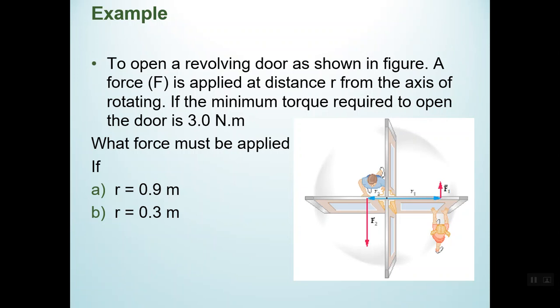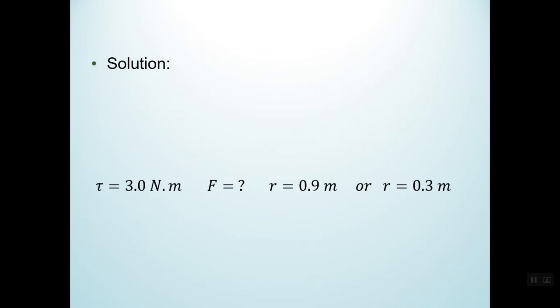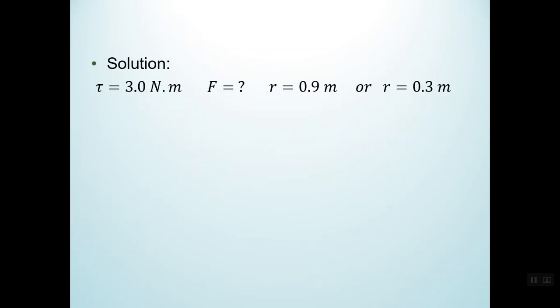We know from this example the torque tau is equal to 3 Newton meters, and we need to calculate the force F when r is equal to 0.9 meter or when r is equal to 0.3 meter. The torque tau is given by the equation tau = r times F. When we rearrange this equation, we find the force F is equal to tau over r.